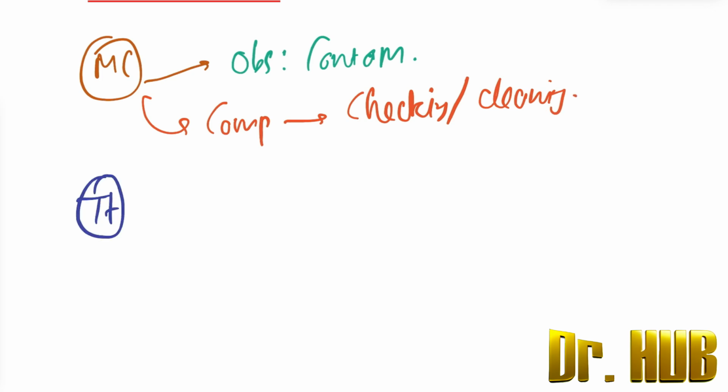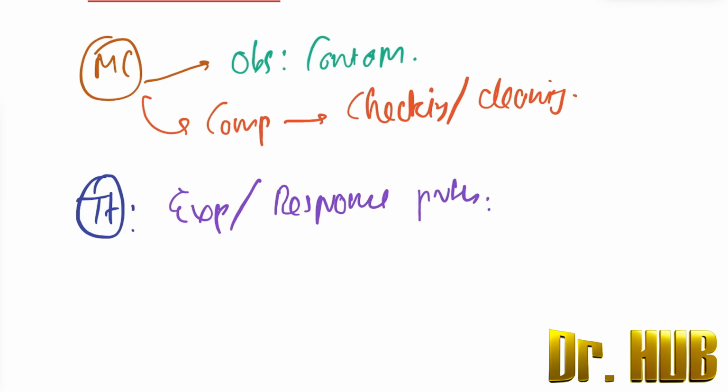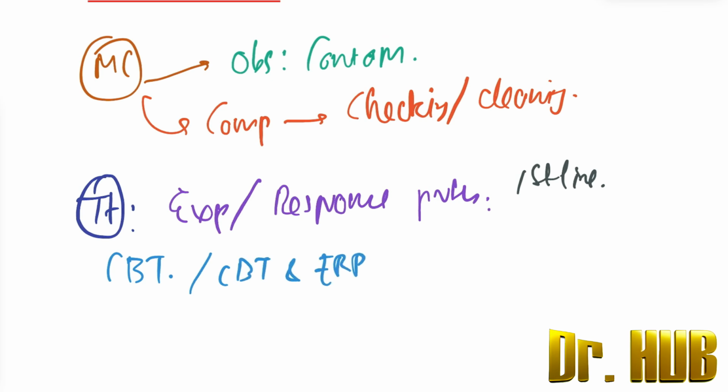Then we have the treatment. So in treatment, there is exposure and response prevention. There will be exposure as well as response prevention, and it is the first line. Then comes CBT, cognitive behavioral therapy, and CBT along with the ERP.